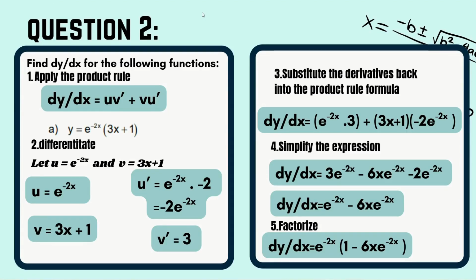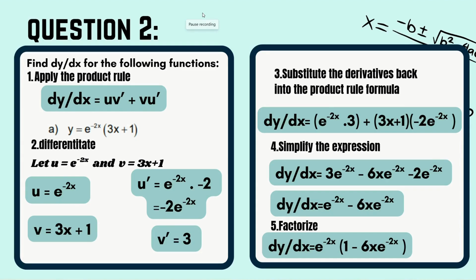First, we apply the product rule. dy/dx equals uv' plus vu'. Second, differentiate u and v. Let u equal e to the power of minus 2x and v equal 3x plus 1, and find their derivatives. u' equals minus 2e to the power of minus 2x and v' equals 3. Third, substitute the derivatives back into the product rule formula.